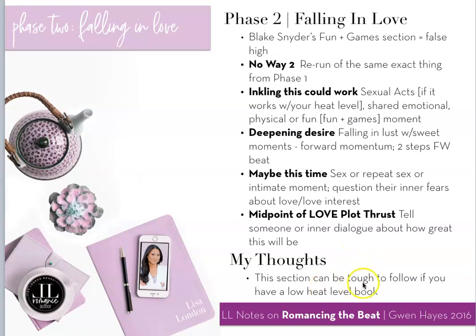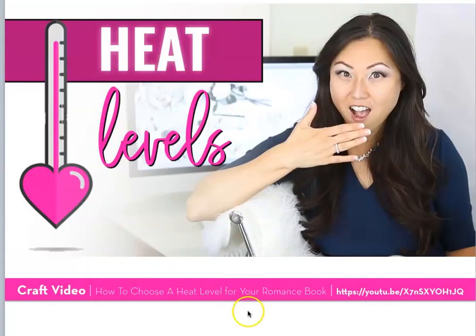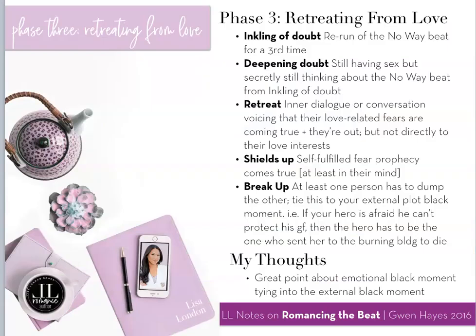I think this section, just the way it's written, could be a little tough to follow if you have a low heat level. So, you know, there is another book called How to Write Sweet Romance. I think that is a great book, again, that does basically the same thing Gwen Hayes does, but for those who have a heat level of 1 in their book. So just something to keep in mind. And if you're not familiar with heat levels, I do have a video on that, and it talks you through what exactly is a phase 1, 2, 3, 4, and 5, which is pretty much the industry standard on how those are defined.